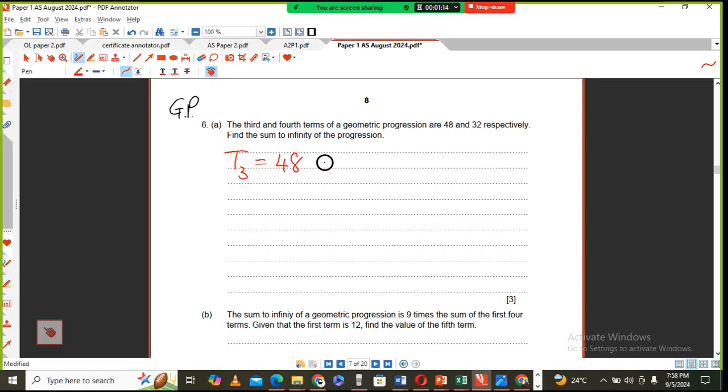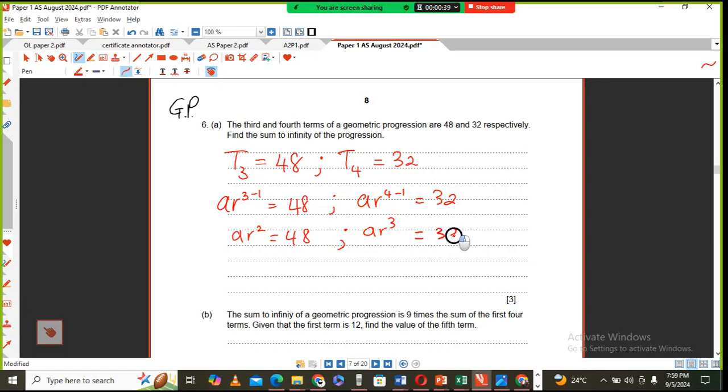And what did you get? What was your answer? Question 6. You still remember the formula? Yes. Okay, then this one is going to be AR^4 minus 1. I just simply don't want to write AR cubed and then you ask where it is coming from. So you have two equations there, and you are supposed to find the value of A as well as the value of R in order for us to find the sum to infinity.